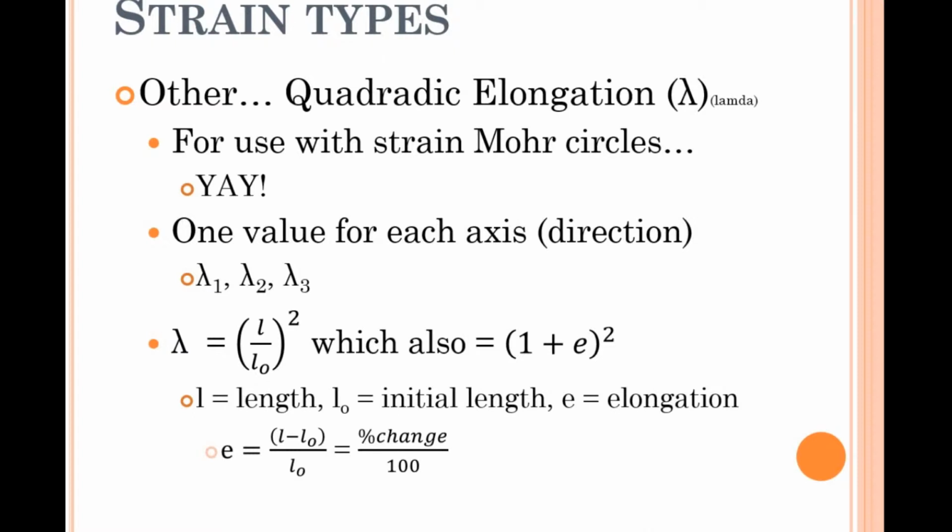And there's two ways you can calculate lambda. If you have the length and the length initial, you can use this equation. If you have elongation, which requires length and length initial to calculate unless you're given E directly, then you can calculate it with the second equation. And they are equal to each other. And down here I also have the other formula you can use to calculate E.